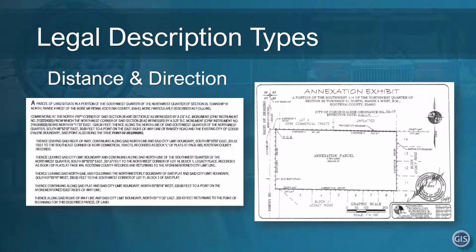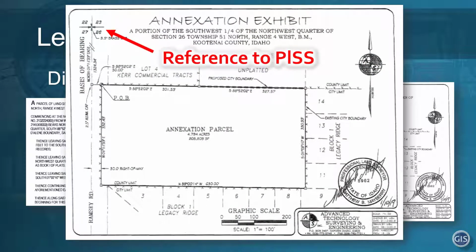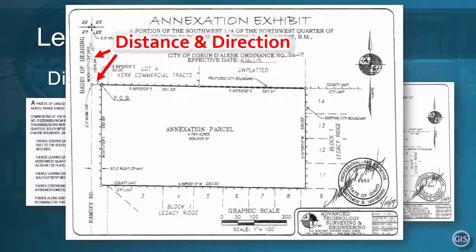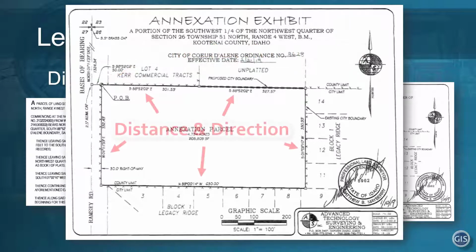Let's take a look at what this legal description looks like on a map. Here you can see the call to the public land survey system. Next is the distance and direction that brings us to the true point of beginning. Following the true point of beginning are the calls that bring us around the perimeter of the boundary change and back to the true point of beginning.